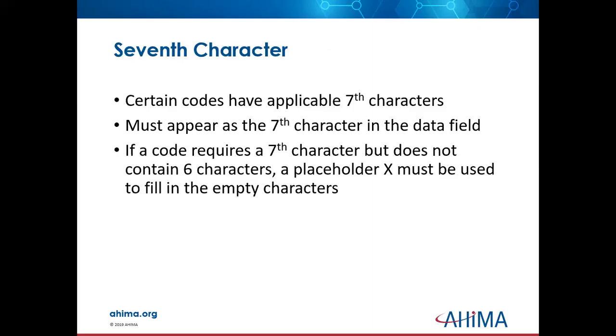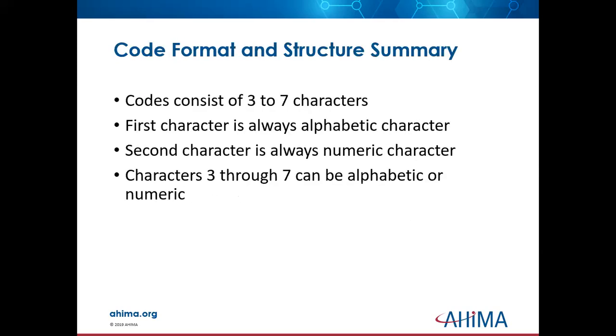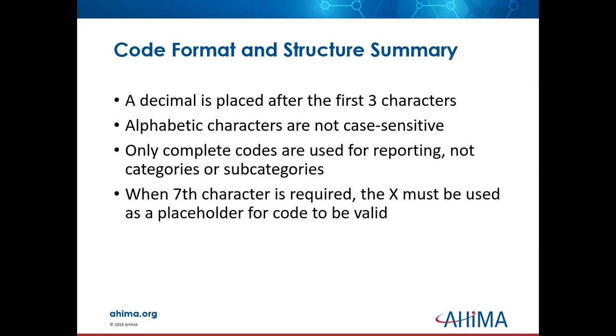And again, as mentioned, certain codes have 7 characters. And if the code requires a 7th character, but it doesn't have 6 characters already there, placeholder X's are used to fill in those empty characters. Codes always consist of 3 to 7 characters. The first character is always an alphabetic character. The second is always numeric, and characters 3 through 7 can either be alphabetic or they can be numeric. A decimal always follows after the first 3 characters.